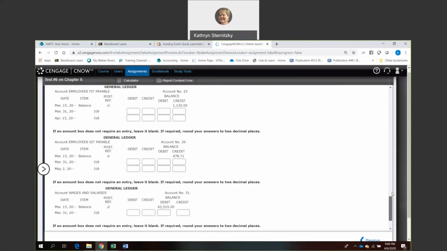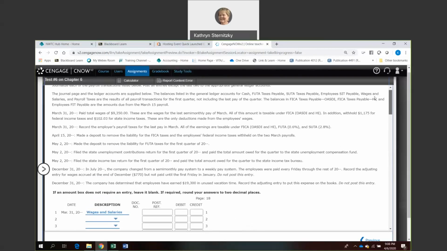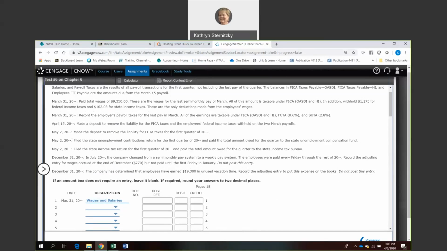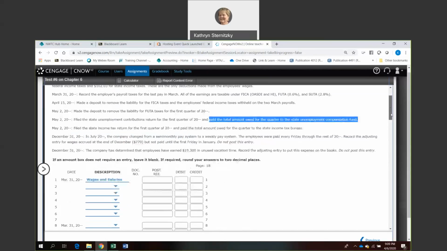All right. The other thing that I wanted to show you is right over here. It says right here, okay, filed the state unemployment contributions return. So you don't have to actually file a return in this problem. You're just going to post how you paid for that. You paid the total amount owed for the quarter to the state unemployment compensation fund.